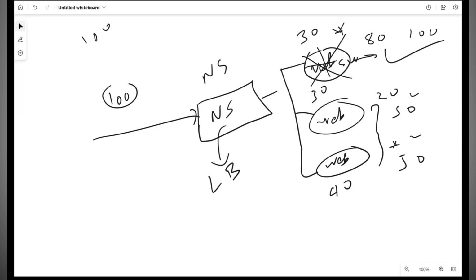However, ADC or Citrix NetScaler is not only used as a load balancer. There are a number of other features, which we are going to discuss in detail. Hope the concept is clear on why we need NetScaler.